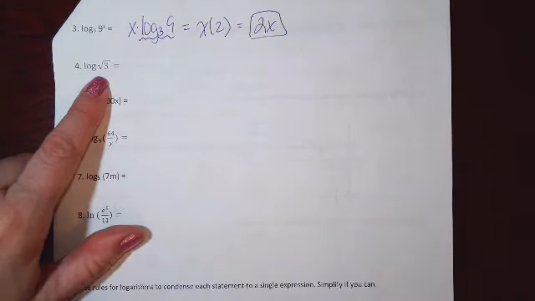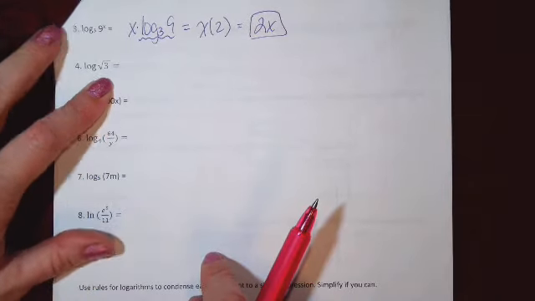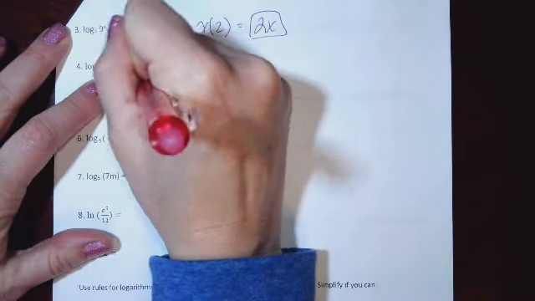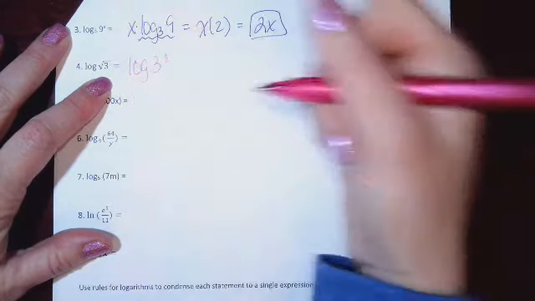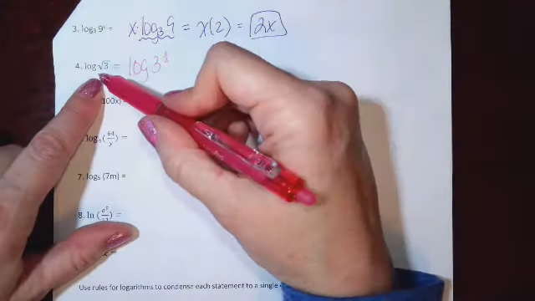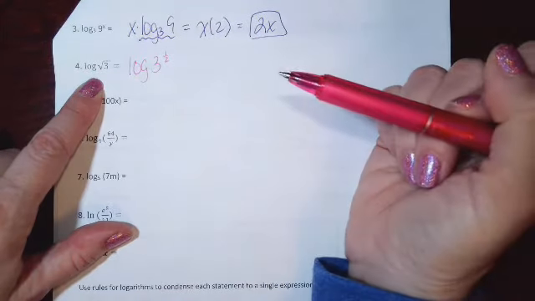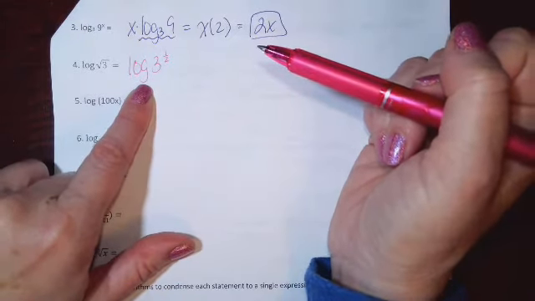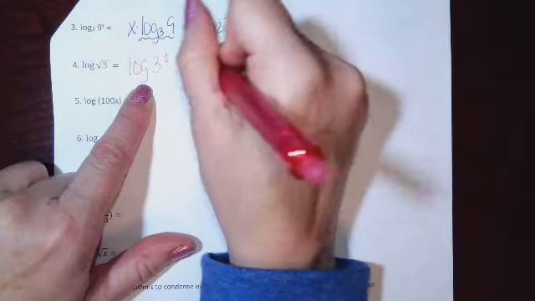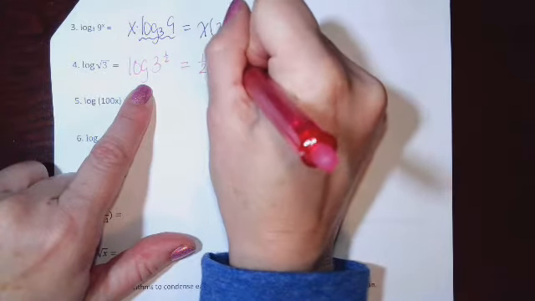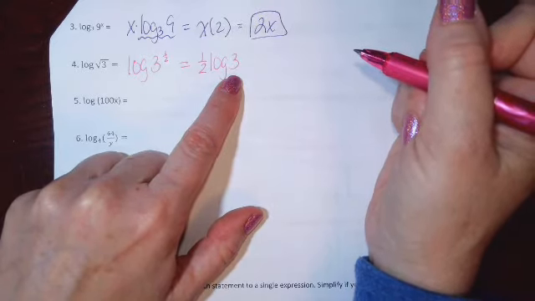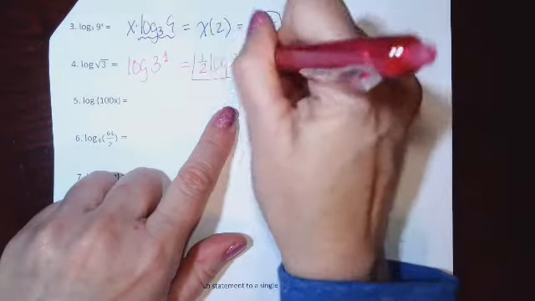Alright, this is another example of when I can use my power property. I need to rewrite that radical as an exponent. This is square root, so the index is 2. So this is log of 3 to the 1/2 power. The index, the radical, square root becomes an exponent of 1/2. Now I don't have a base written, but it's log, which means I'm in base 10. I can use my power property again and bring that exponent out front. Common log of 3, well 3 is not a power of 10, it's not 100 or 1,000 or 1,000,000, so I can't go ahead and simplify any further.